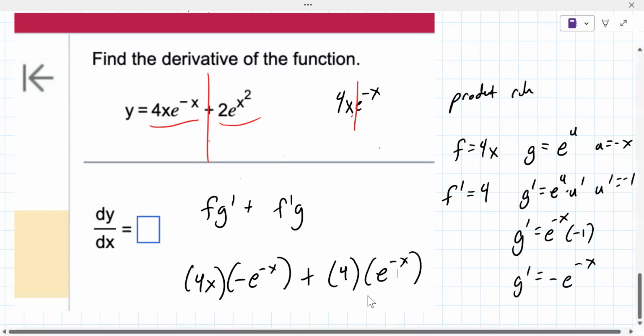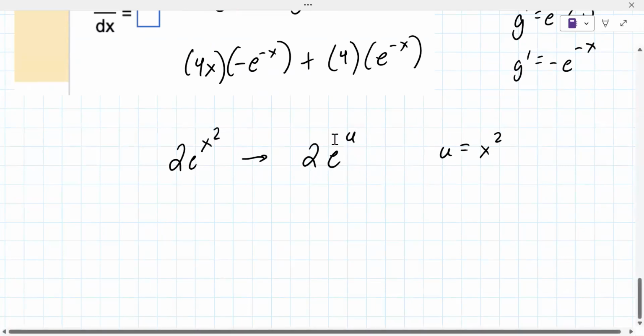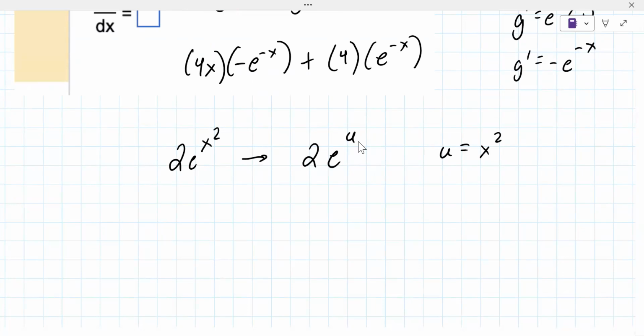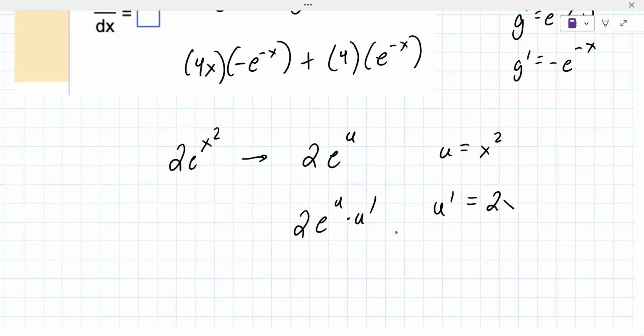Okay, so that's for the first one. Now for the 2e to the x squared, this is really 2e to the u, and u is x squared. The idea with chain rule is that you always put it back into something you know how to take the derivative of. Now when you take a derivative, it's 2e to the u times u prime, and now you need your u prime. You know your u is x squared, but what is u prime? U prime is 2x.